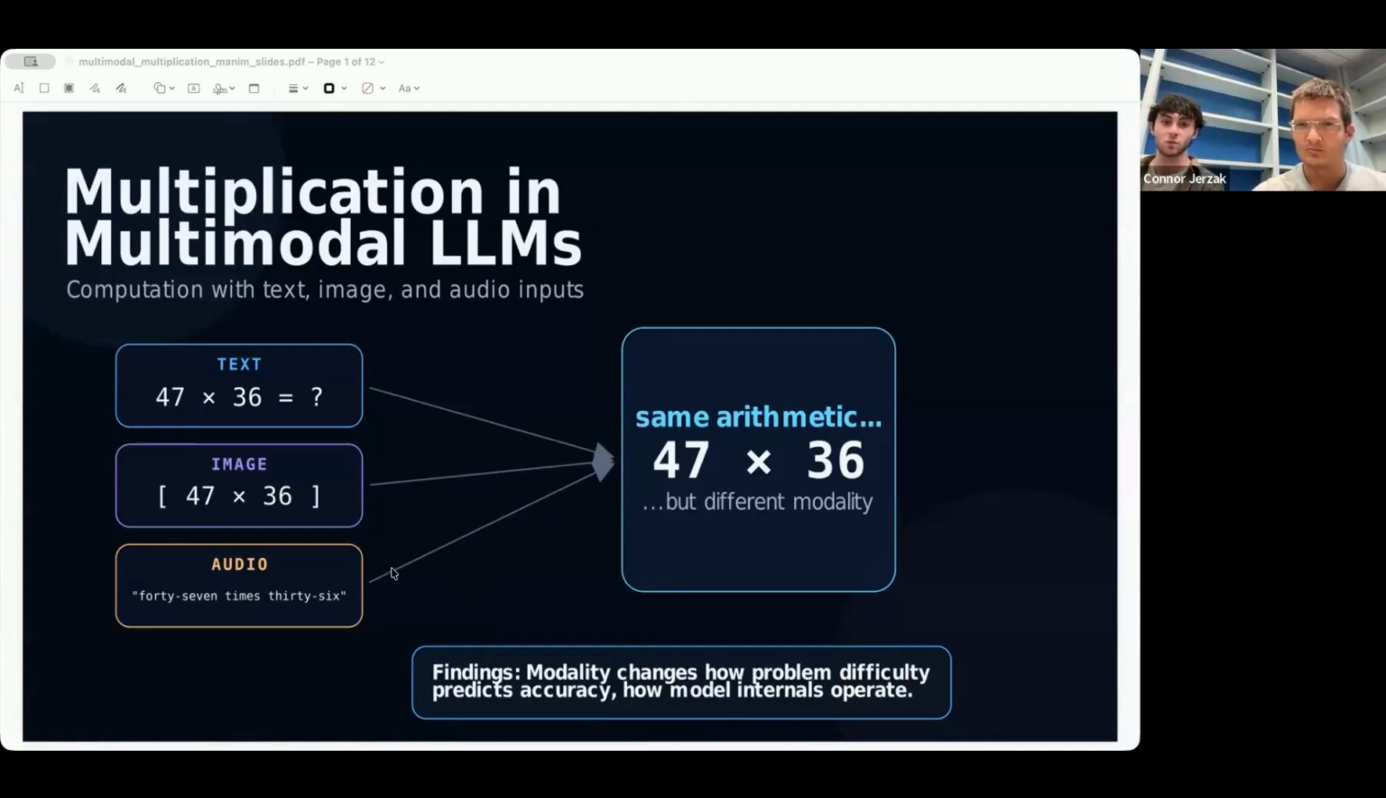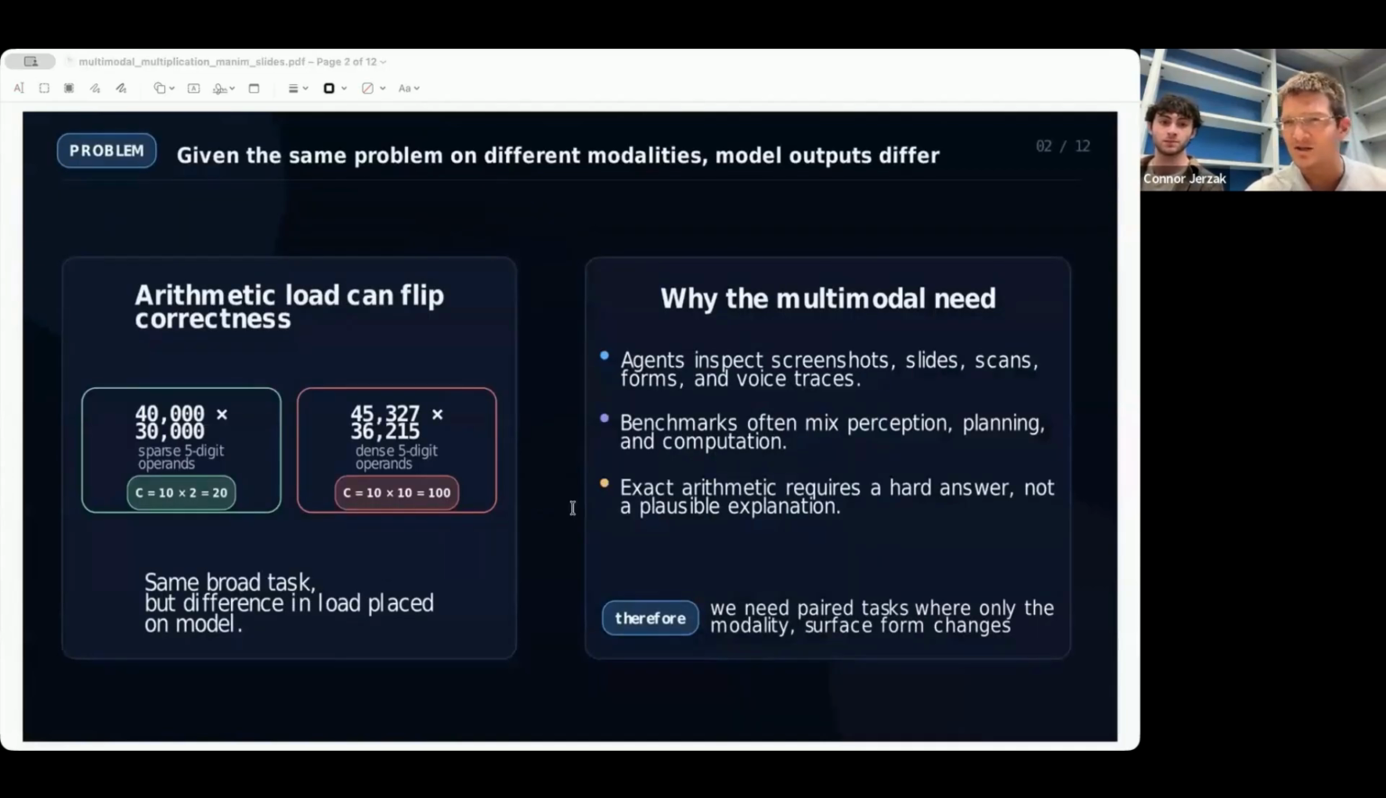Modality can shape how what we'll call arithmetic load impacts performance and internal model routing. And here's why that matters. Modern agents will inspect screenshots, slides, scans, voice traces. In all these settings, the arithmetic errors aren't cosmetic. A wrong product can become a wrong invoice, a wrong ledger entry, an inaccurate downstream decision.